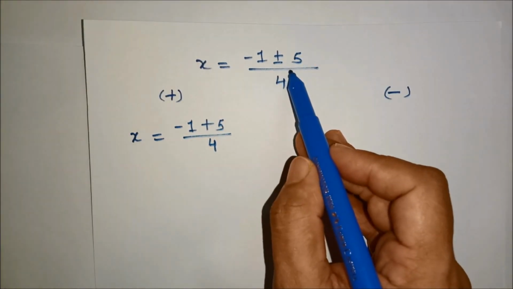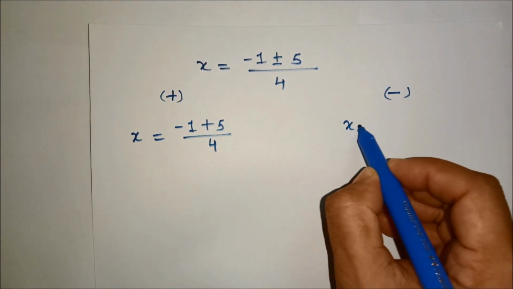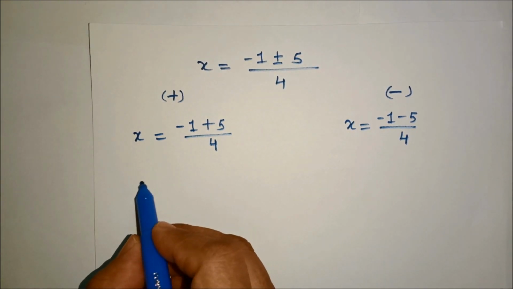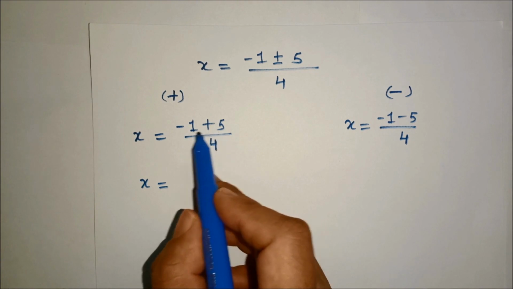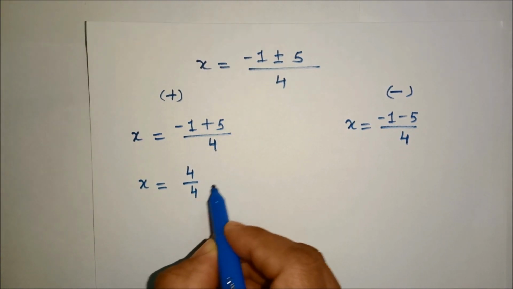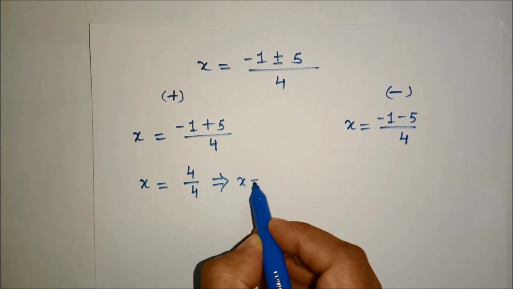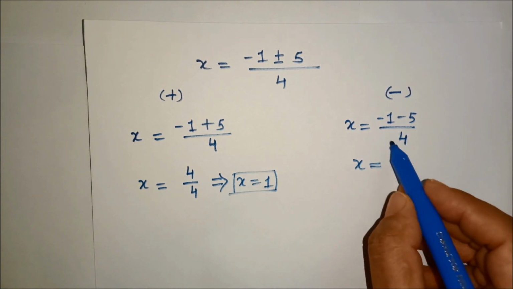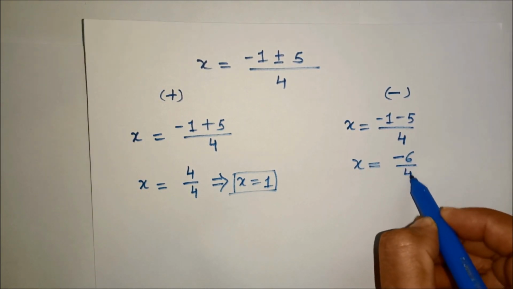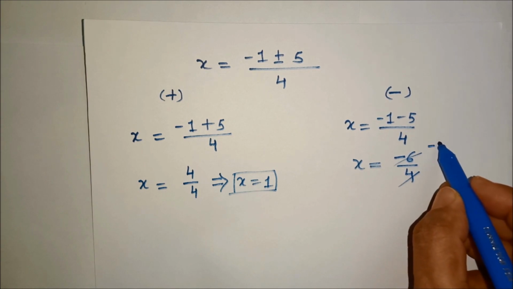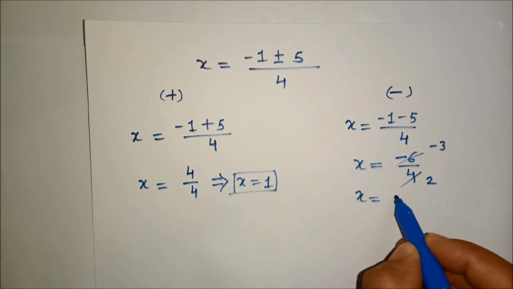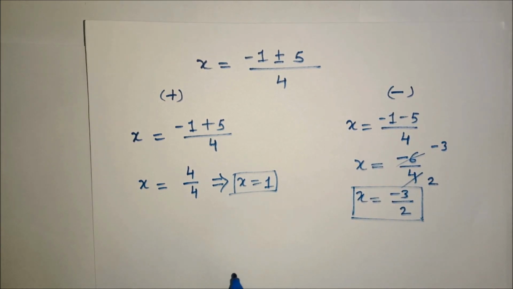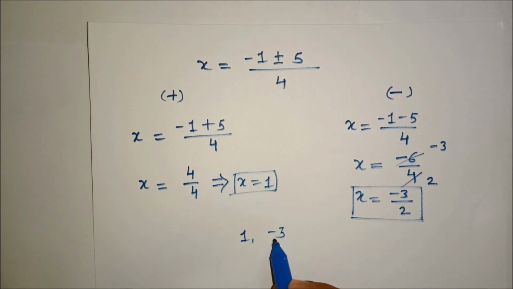First for the plus sign, x = (-1 + 5) / 4 = 4/4, and 4 divided by 4 we get x = 1. Next, for the minus sign, x = (-1 - 5) / 4, which becomes -6/4. We can cancel it by 2, so we have x = -3/2. So the two roots are 1 and -3/2.